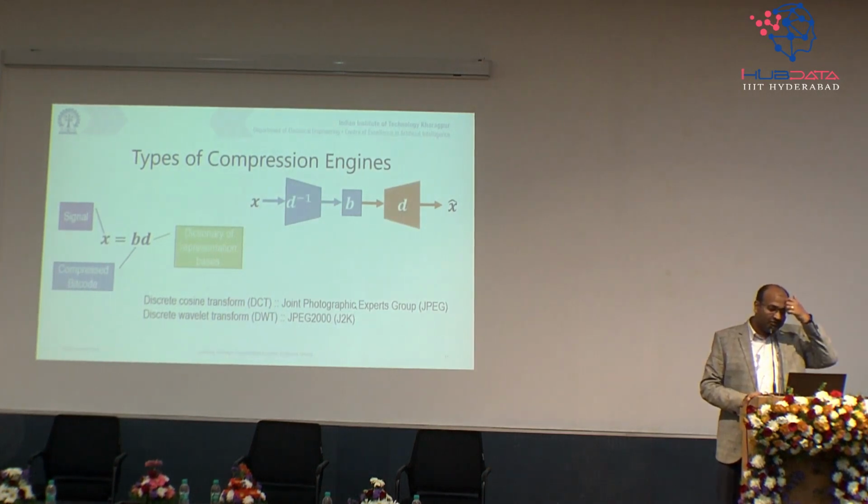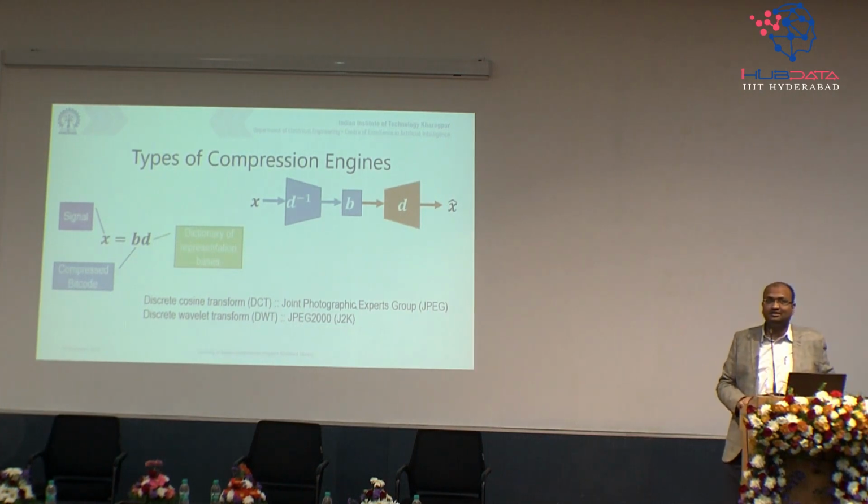Later on, around the year 2000, we also got JPEG 2K, and JPEG 2K uses a discrete wavelet transform in order to achieve that.